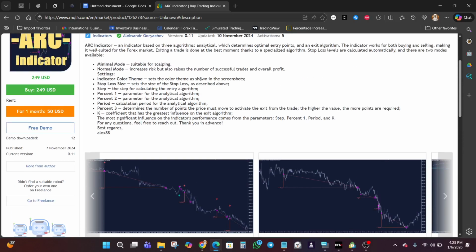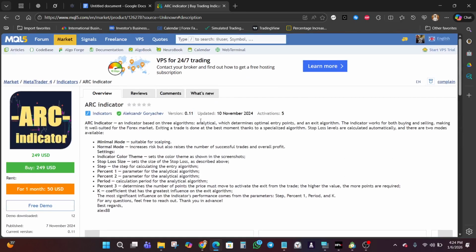Based on the features outlined, it has a minimal mode, which is suitable for scalping, and the normal mode, which increases risk but also raises the number of successful trades according to the description. You can modify the color theme. You can modify the stop loss size settings, the step, the %1, %2, the period, the %3, and the K, which is the coefficient that has the greatest influence on the exit algorithm. So this is it for this indicator, guys.